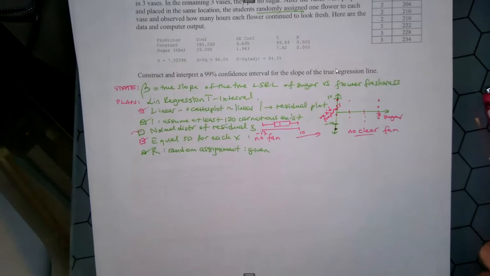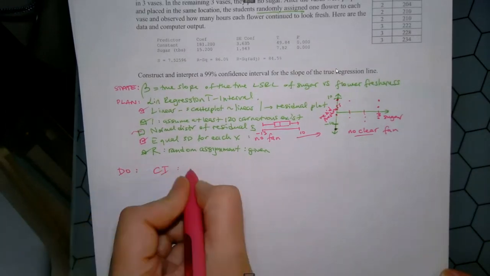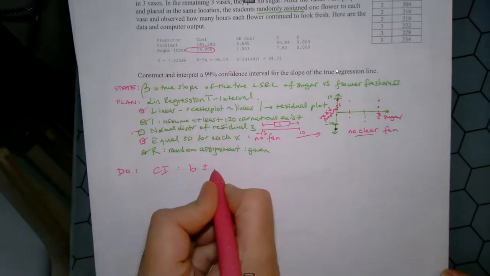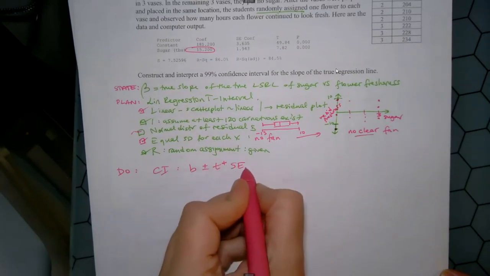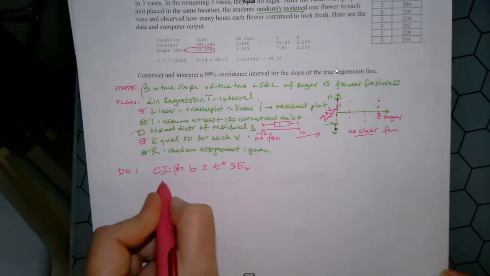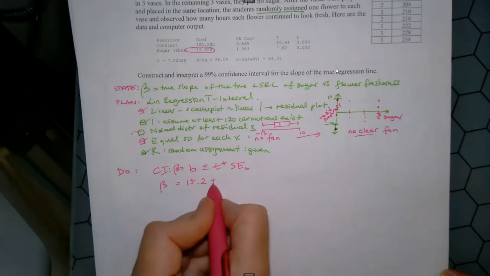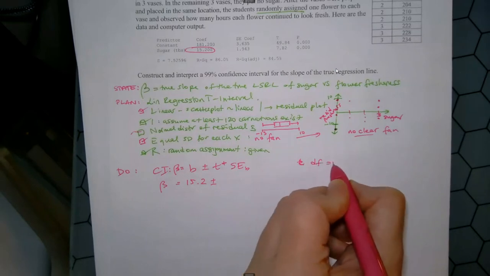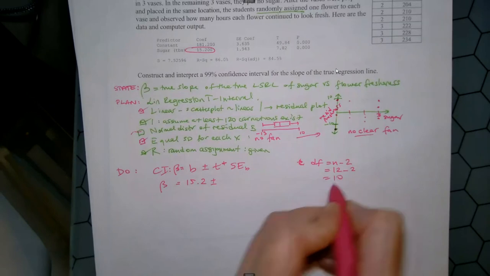All right, now we're doing a confidence interval. Slope we actually got, plus or minus the critical value for this sample size and this degree of freedom times the standard error of the slope. So we are estimating beta by doing that. So our estimated beta is 15.2 plus or minus. So degree of freedom is n minus 2. So 12 flowers minus 2, which is 10.